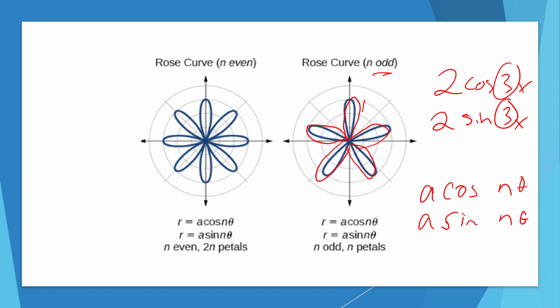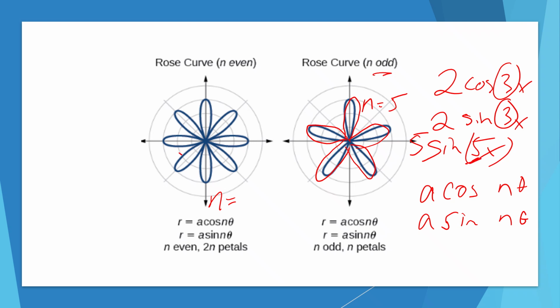So in this case, what is n going to be? n is going to be 5. Now in this one, if n is an even number, let's say we have 5 sine 4 theta, we're going to have 10 petals, which is 5 times 2.